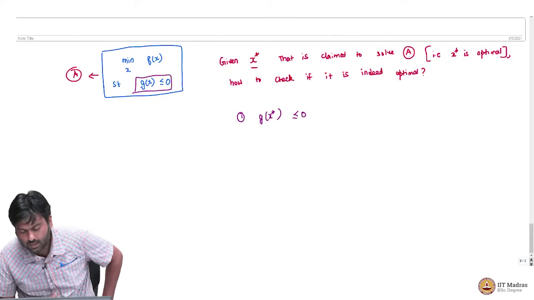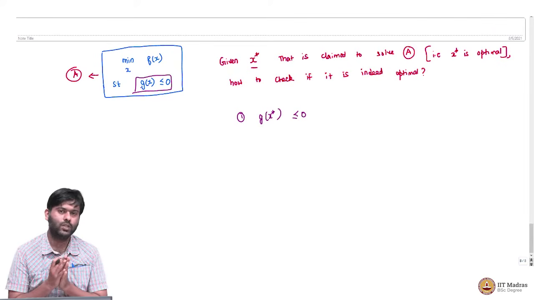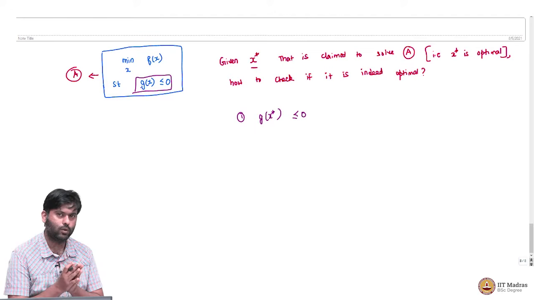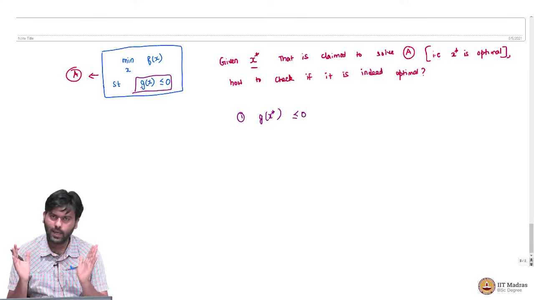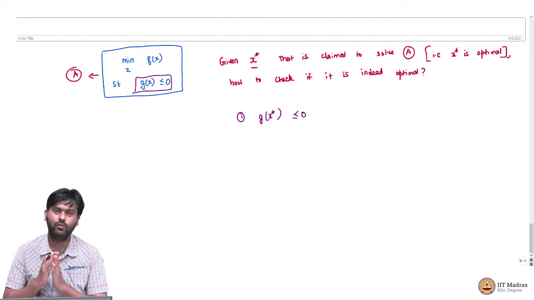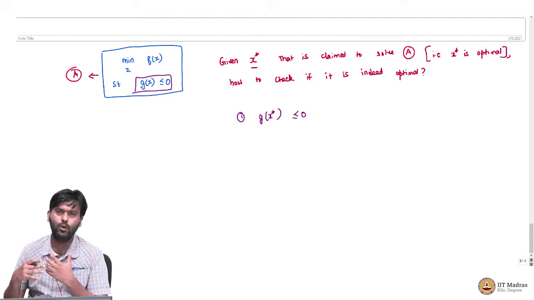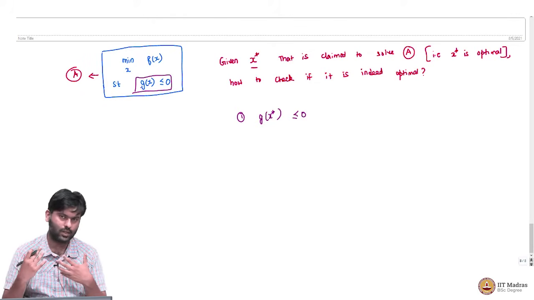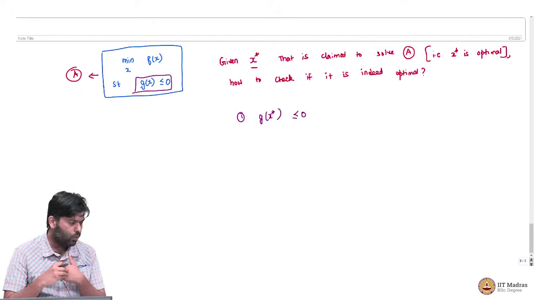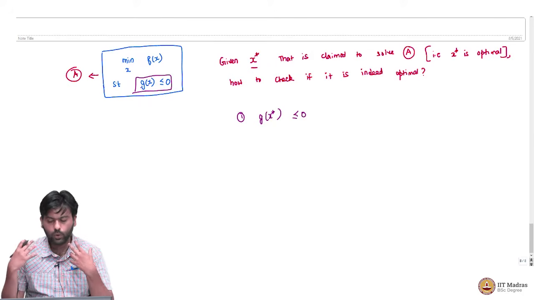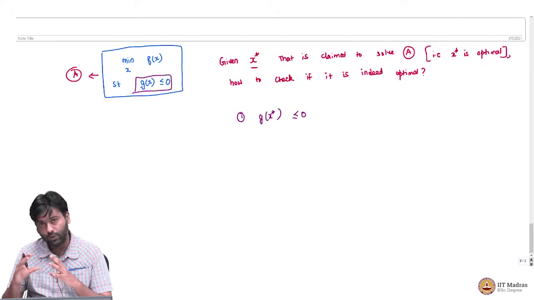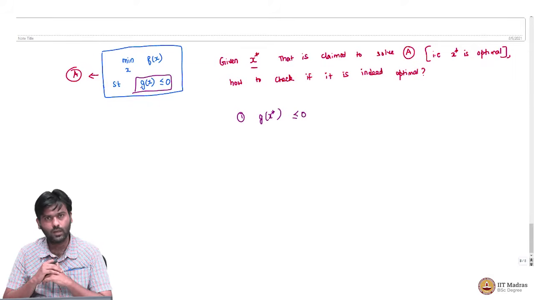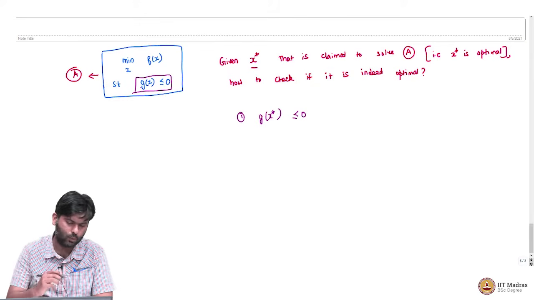But let us say I am a bit smart, I would give you an x star which does satisfy g of x star less than or equal to 0. I know that is the first thing you are going to check. Now, let us say you did check the constraint's value at x star, and you found that g of x star is less than or equal to 0. Now, what would you do next? What is the next thing that you would think about to try to dismiss my claim that x star is optimal? Let us see what you can do.